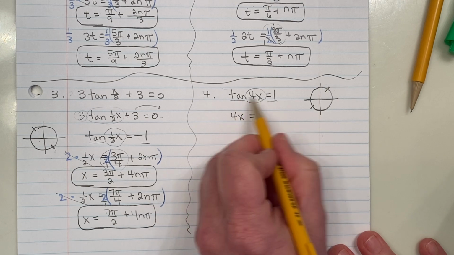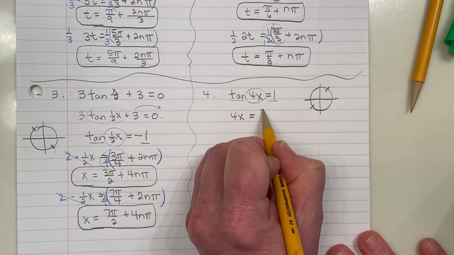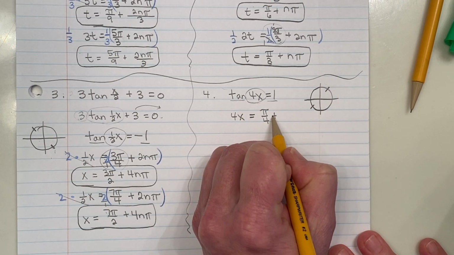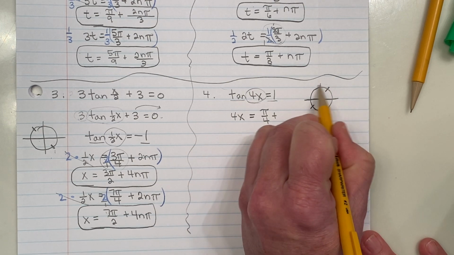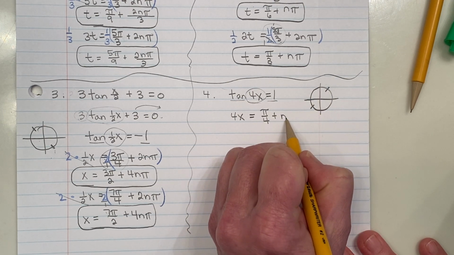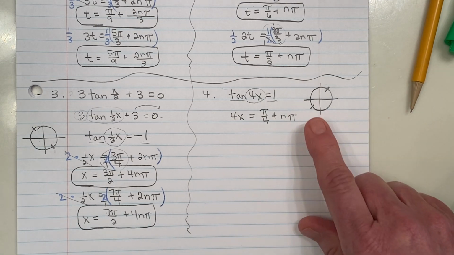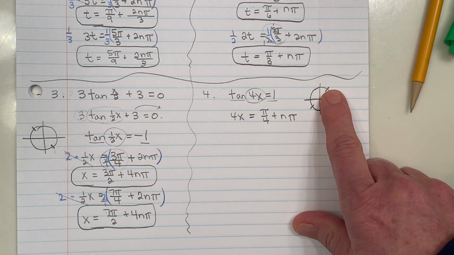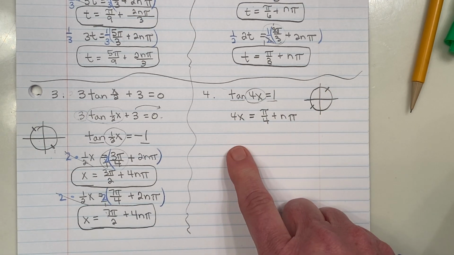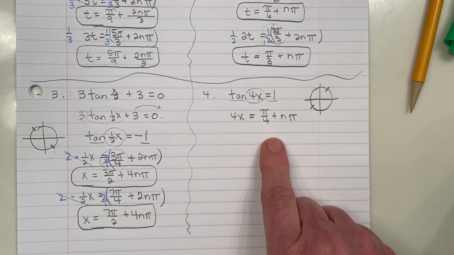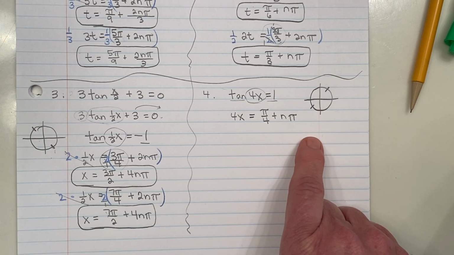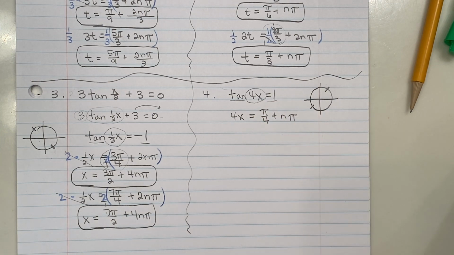So 4x equals, I'll do pi over 4, plus, instead of 2n pi, let me just add a pi, or n pi in this case, to get down here, and then another n pi would get back up here. So I don't need to set up an equation 4x equals 5 pi over 4 plus 2n pi, because this will capture all the solutions.